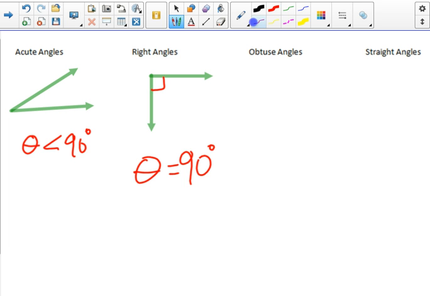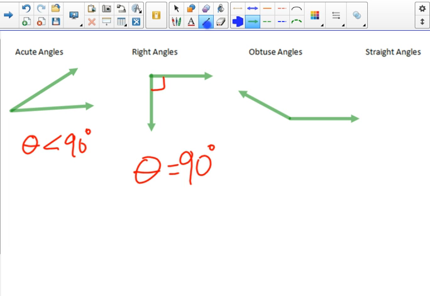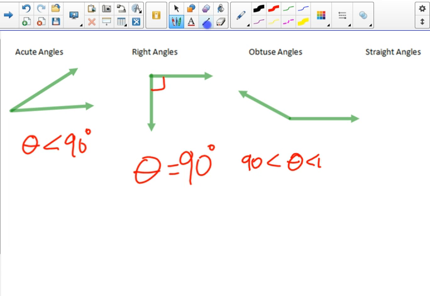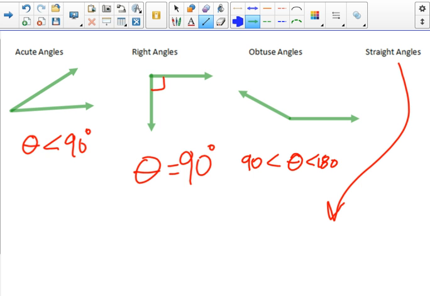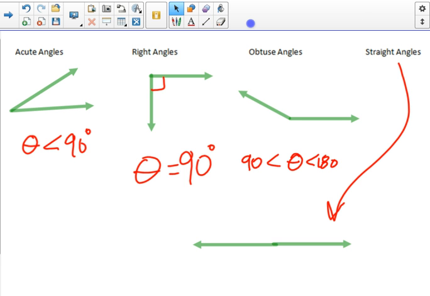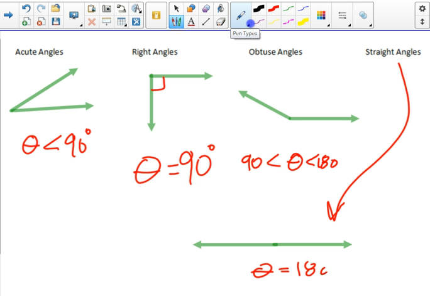Obtuse angles, angles that are bigger than 90 but less than 180. So when theta is bigger than 90 but less than 180. And straight angles are, and we'll do these down here, a straight angle is simply, and I'll do it in two parts, but simply a straight line. And that, of course, means that theta is equal to 180 degrees.